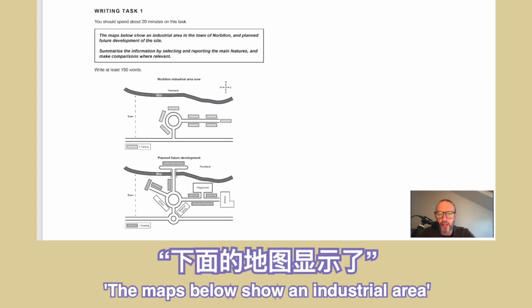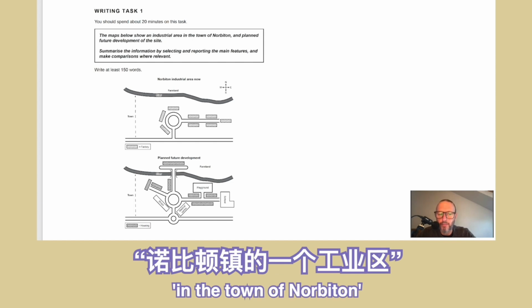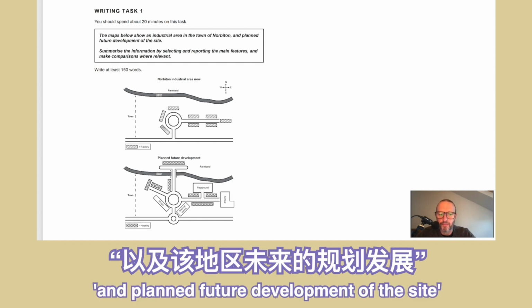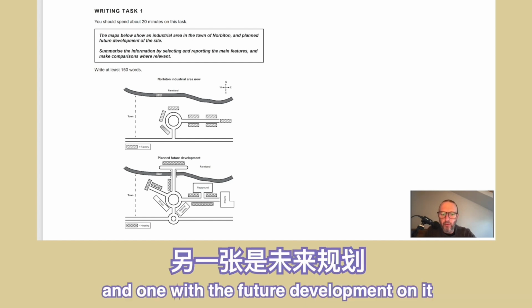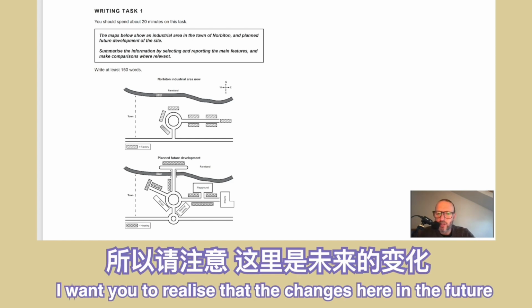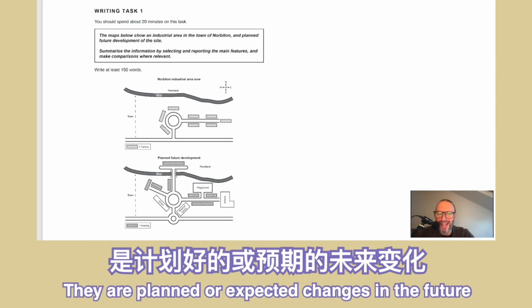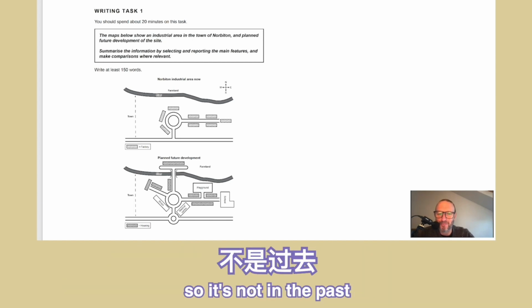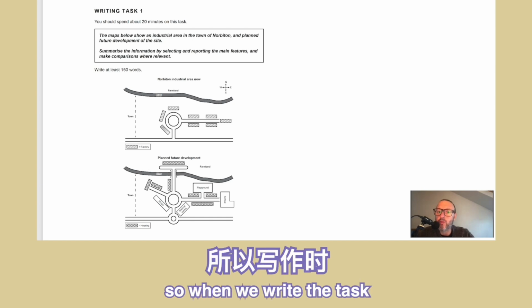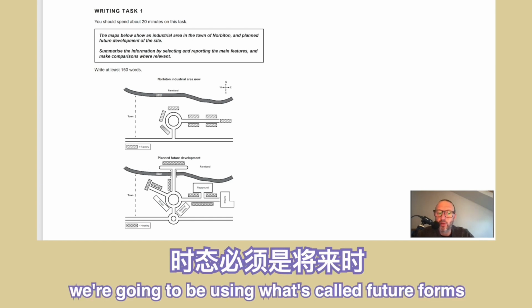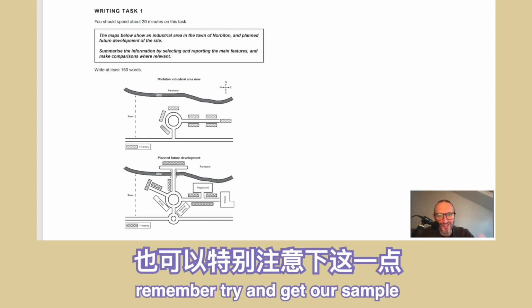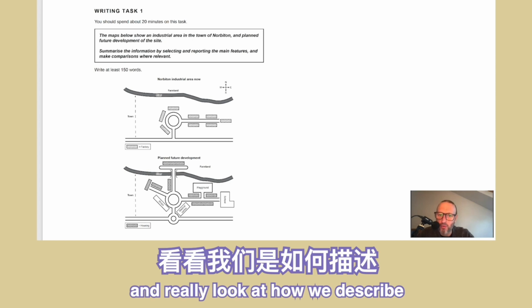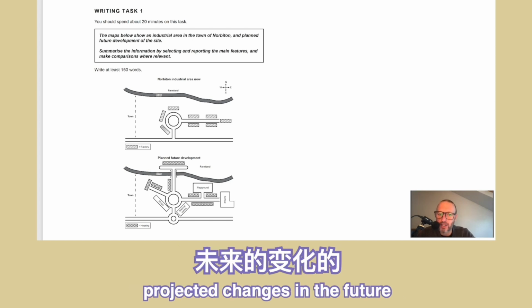The maps below show an industrial area in the town of Norbiton and planned future development of the site. Now you can see here there are two maps. One now and one with the future development on it. I want you to realize that the changes here are in the future. They are planned or expected changes in the future. So it's not in the past. So when we write the task, we're going to be using what's called future forms. And I want you to look at our sample. Remember, try and get our sample and really look at how we describe projected changes in the future.